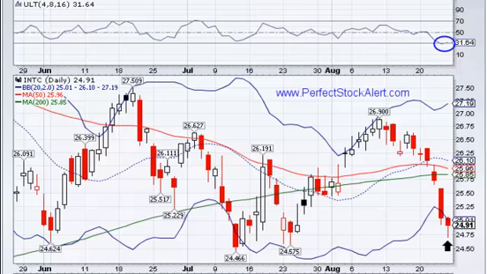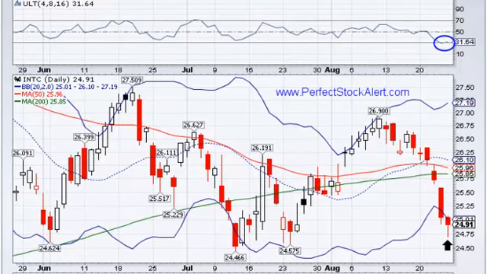Today is Friday, August the 24th, 2012, and we'll be looking at Intel Corporation today. Ticker symbol's INTC. All right, there's your ticker symbol right there if you want to go look at the chart.